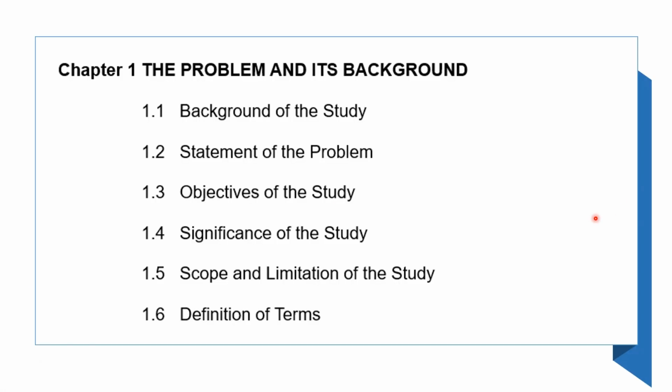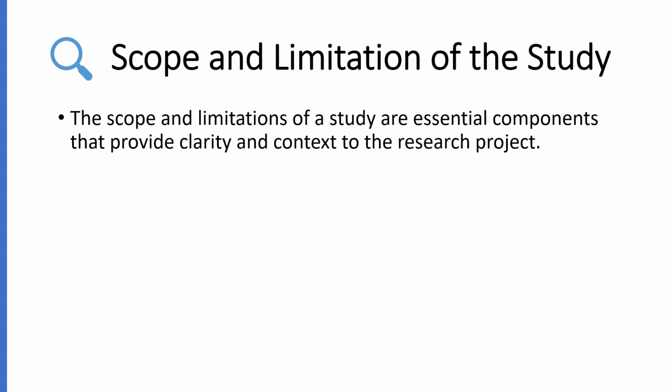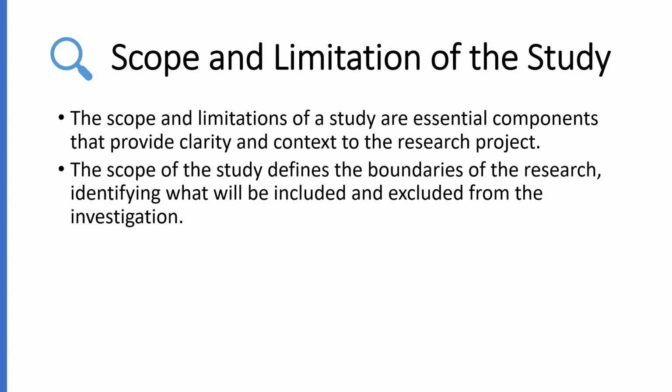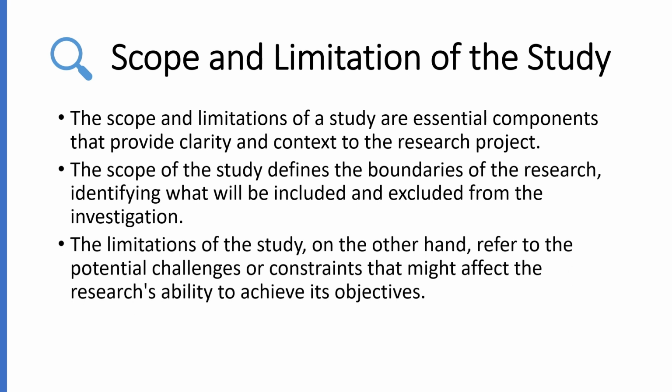Now we're moving on to the scope and limitations of the study. The scope and limitations of the study are essential components that could also clarify and contextualize your research. Sometimes we neglect this part as if it's not important, but the scope of your study is important because it defines the boundaries of your research, identifying what will be included and excluded from the investigation. Now for the limitations, it presents the potential challenges or constraints that might affect your ability to achieve the objective.